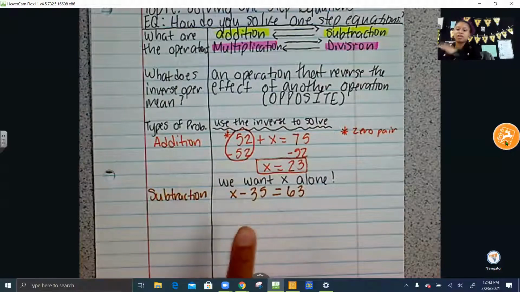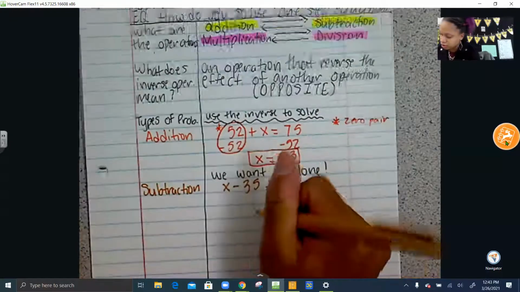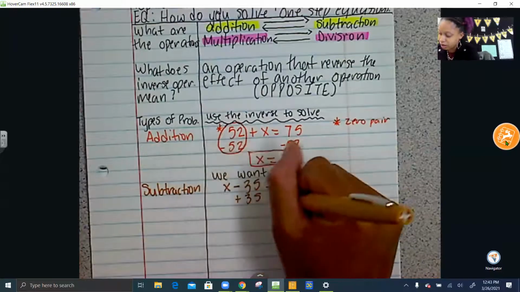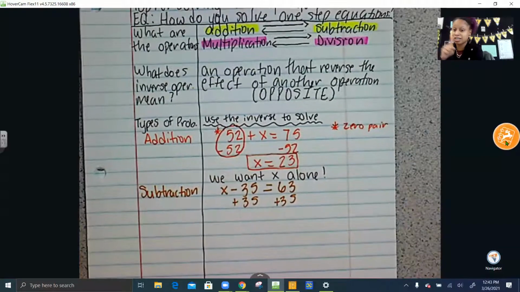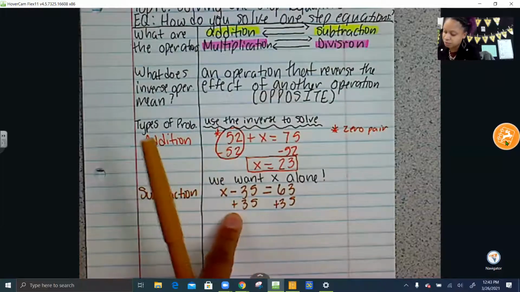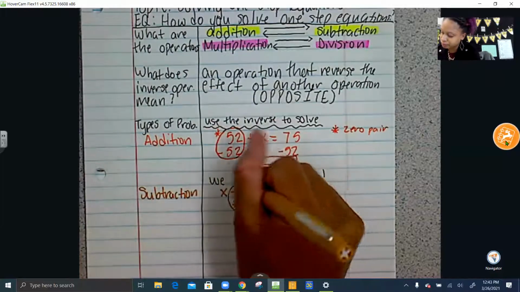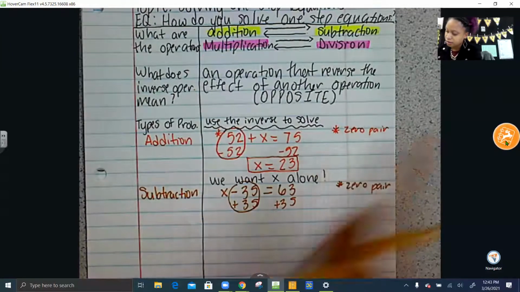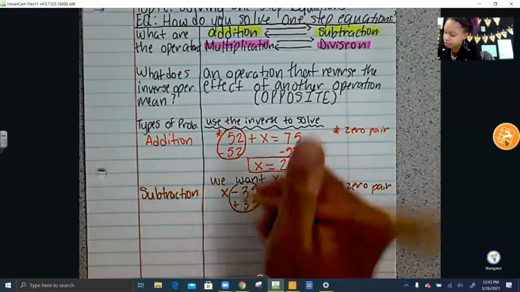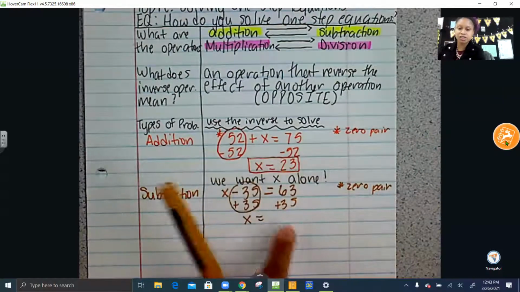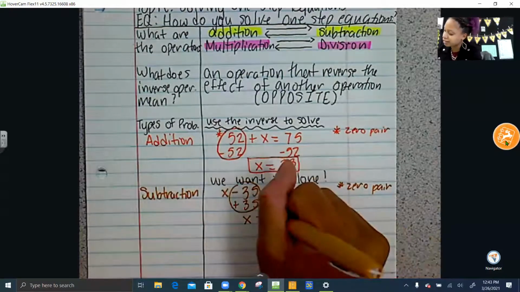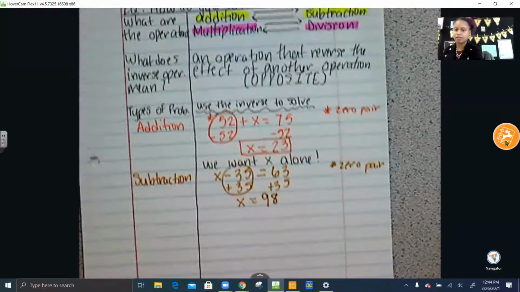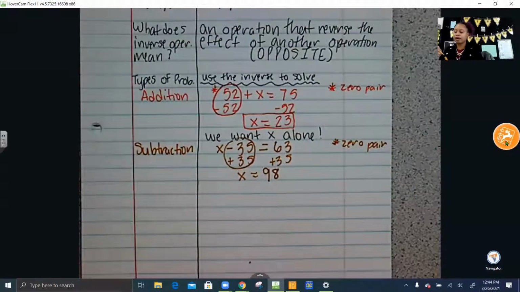So in order to get rid of this, we have to do the inverse operation, which would be addition. So then we're going to add 35 on both sides, because to keep it equal, we have to do it to both. This makes another zero pair, like we did before. So then now this made zero, so you're left with just x equals, and then 63 plus 35, which equals 98. So that's how you do adding and subtracting. These are the two easier types of problems.